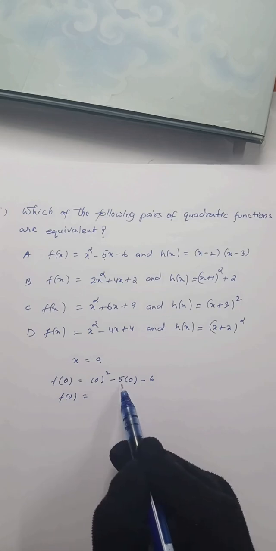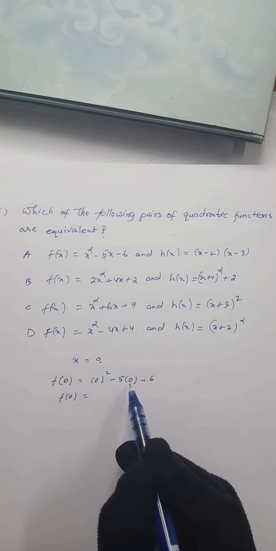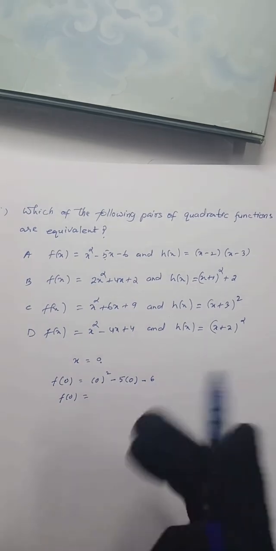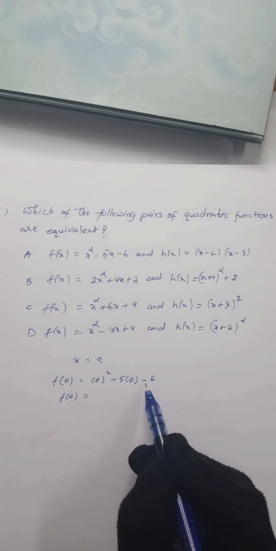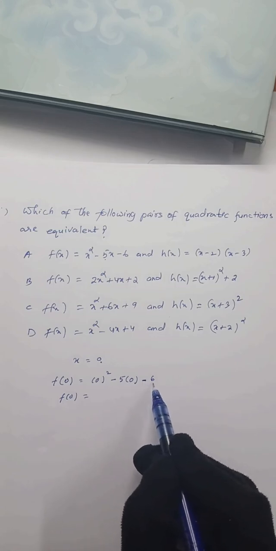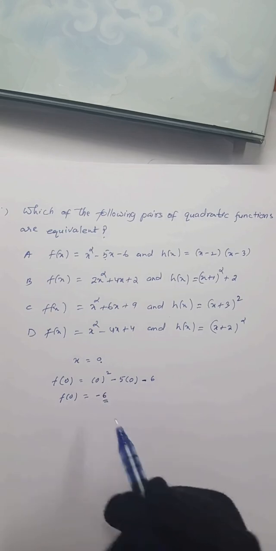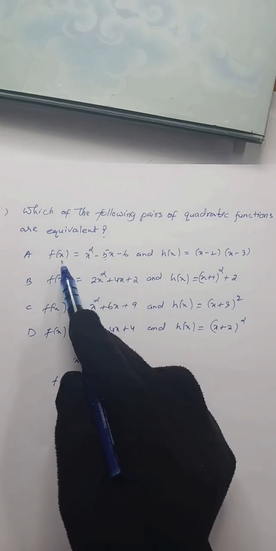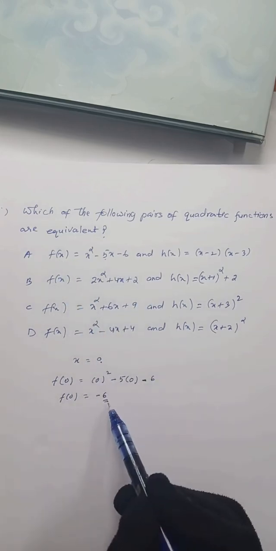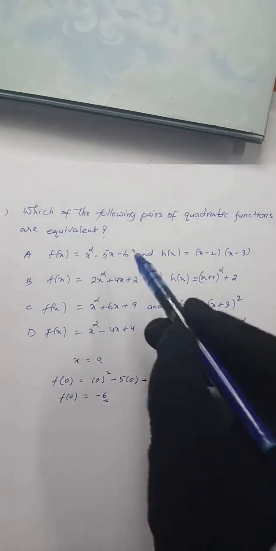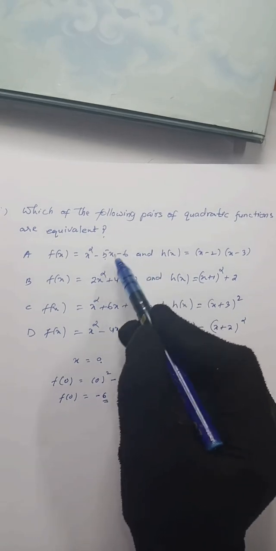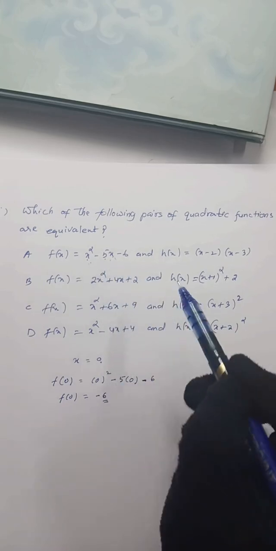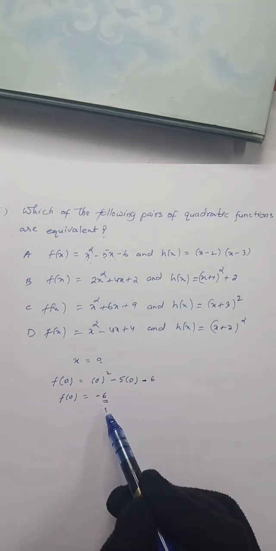is 0. 5 times 0 is also 0. So 0 minus 0 is ultimately going to be 0. Therefore you're going to have only the constant, which is negative 6. When I substitute x is equal to 0 in this function, I'm getting negative 6. So you see that we just get the constant term here. Wherever we have x will become 0. All these terms will become 0. So you're going to get only minus 6.